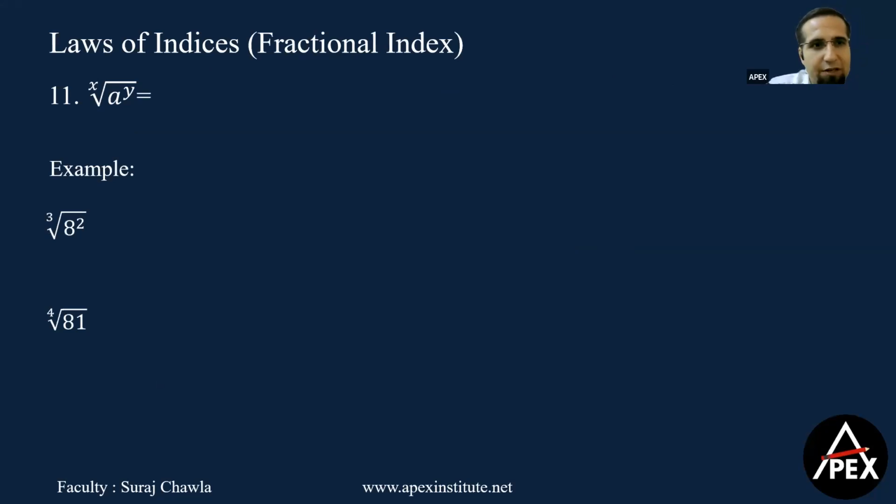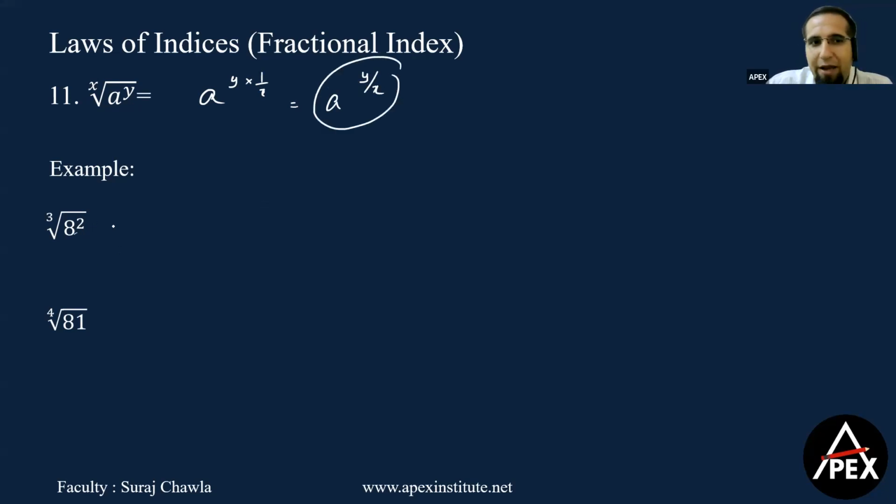Now the final application here is if I have the combination of all of these, I have a to the power y and I have x root of it. So this can be written as a to the power y into 1 by x, which will eventually give me a to the power y by x.